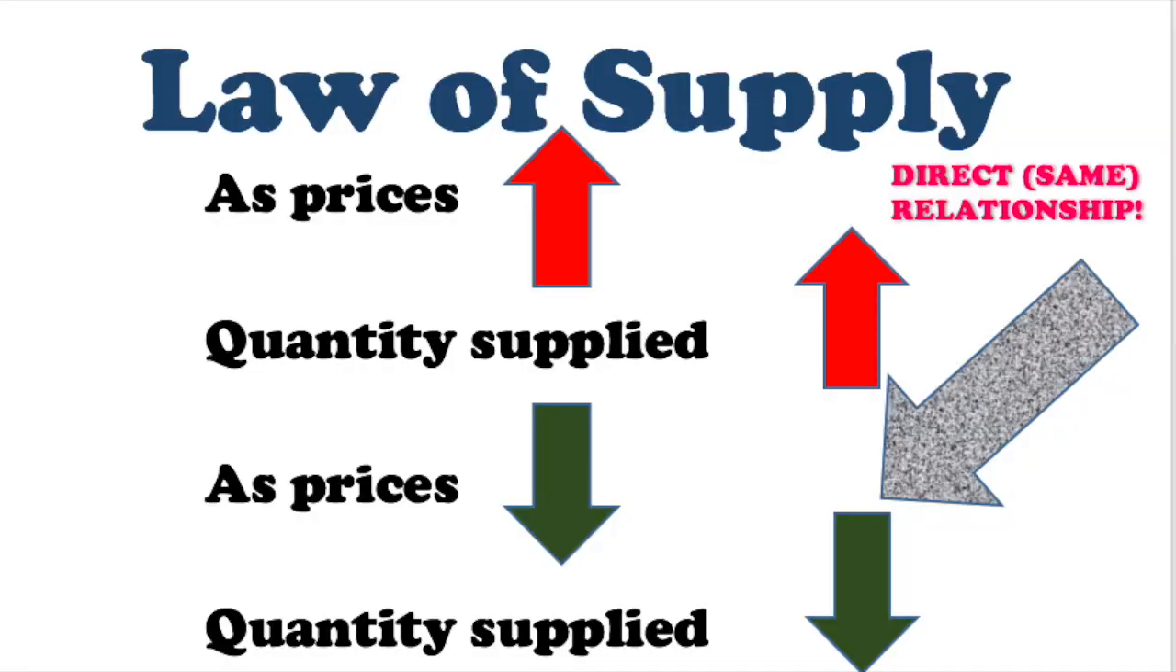As you'll notice, the law of supply is pretty much the same as the law of demand, except for a couple of differences. Number one, this is dealing with quantity supplied now, as opposed to quantity demanded. Also, the arrows behave in a direct relationship this time, which means that as price does one thing, quantity supplied does the same thing. As prices increase, quantity supplied also increases. As prices decrease, quantity supplied decreases.